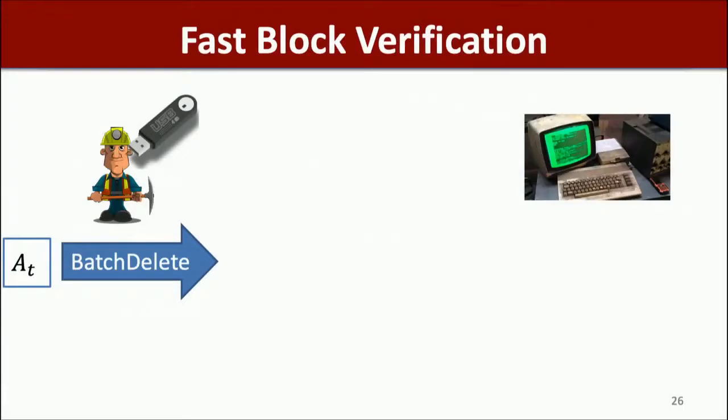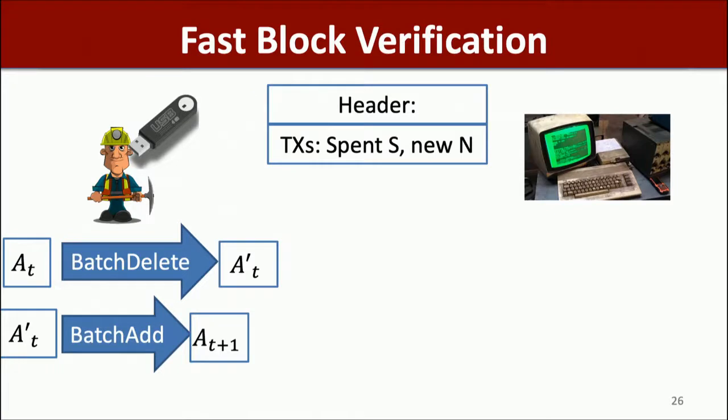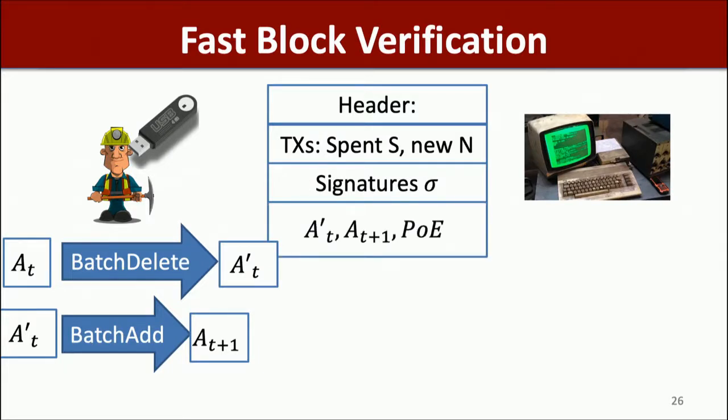So what does this whole system now look like? How can I use this to achieve fast block verification despite being stateless? I have the accumulator, and then a bunch of transactions come in, and I delete them from the accumulator using this batch delete property. And then I will add the new coins which are created. So my block spends a bunch of coins, it creates a bunch of coins, and it has some signatures, and then it has these updates to the accumulator attached with the proof of exponentiation.